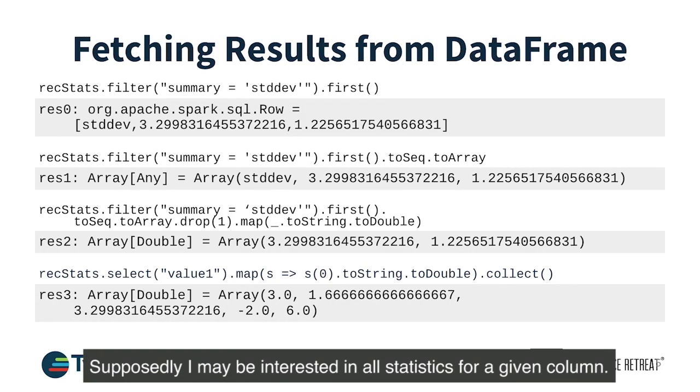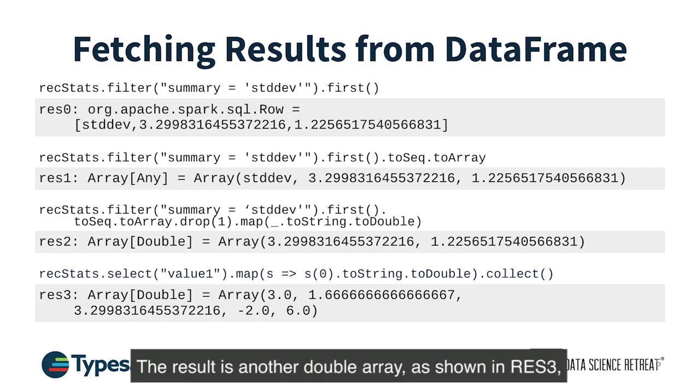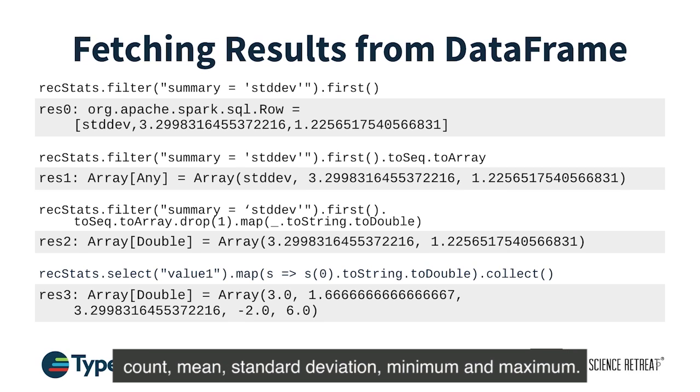Supposedly, I may be interested in all statistics for a given column. So I may select that particular column, for instance, value 1, and map all elements to string, and then to double. The result is another double array, as shown in res3, with column statistics in the following order: count, mean, standard deviation, min, and max.